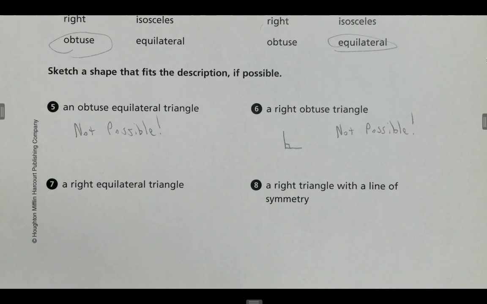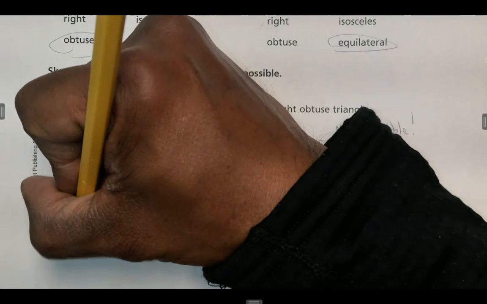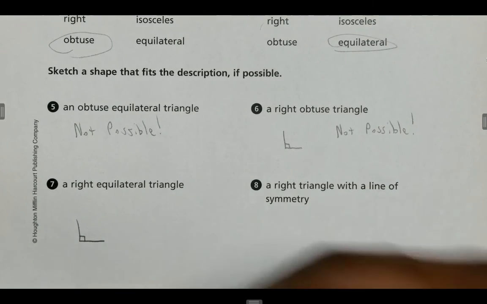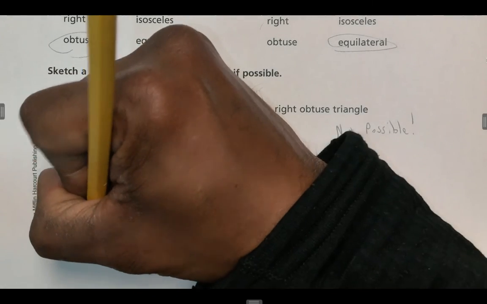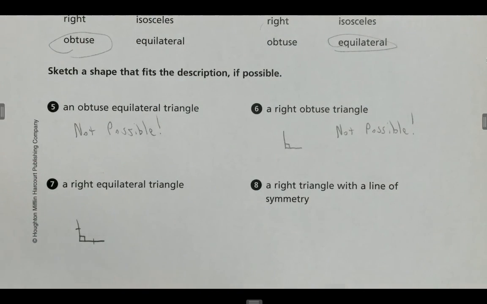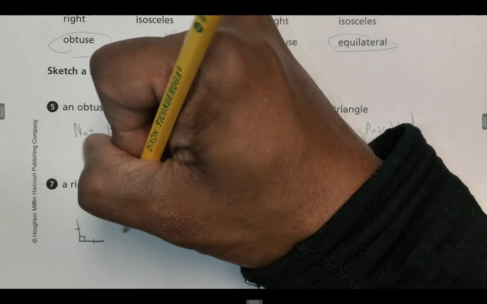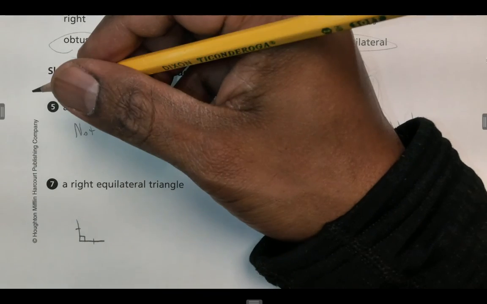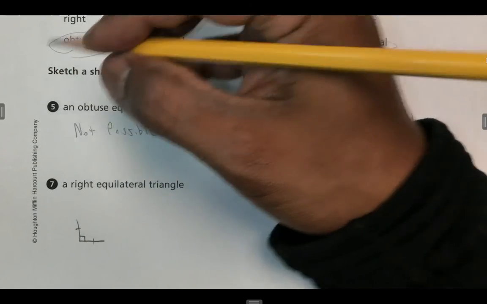How about a right equilateral triangle? Again, let's start here. Yeah, I could imagine how these two sides are the same. But to get that third side to be the same, there's no way I can do it. No matter how long or how short I go, it's just not going to be possible.